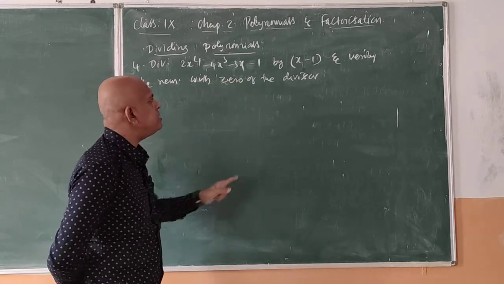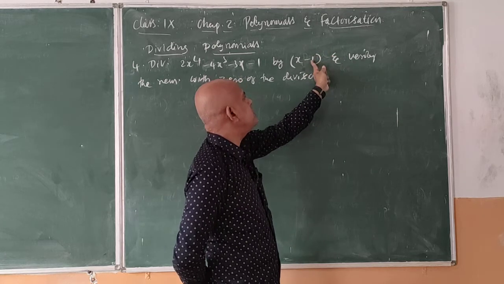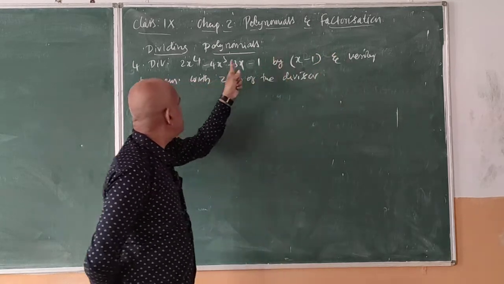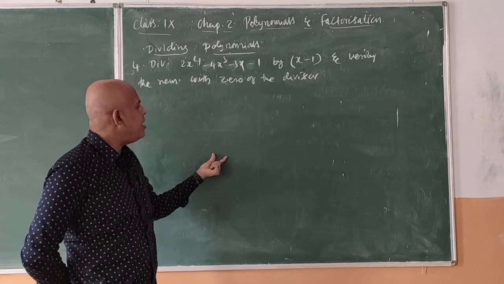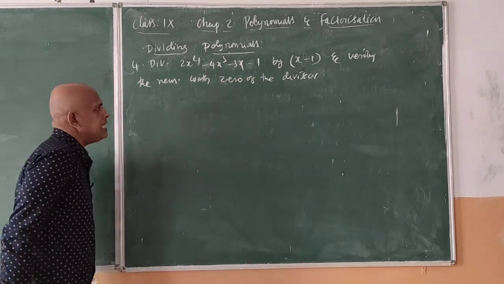Zero of the divisor means we have to equate this divisor to 0. x minus 1 is equal to 0, then x is equal to 1. If you substitute that 1 in the given polynomial, whatever value you get, the same remainder you get after dividing also. That we have to verify. Let us see here how to solve this problem.